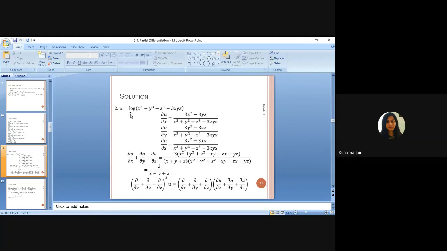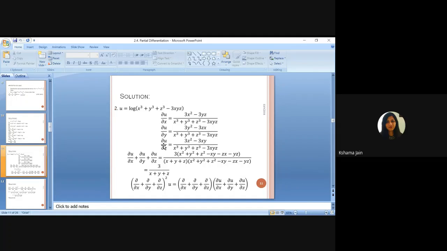U is depending on three variables, x, y, and z. Okay, it should be more than one; then any number of independent variables can be there. So here, if you see independent variables x, y and z, u can be differentiated: del u by del x, del u by del y, del u by del z.